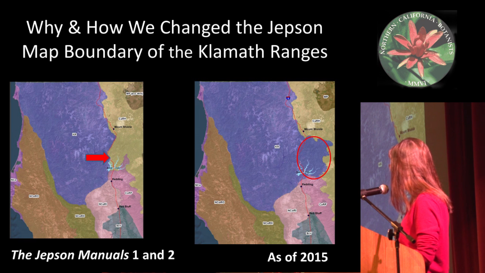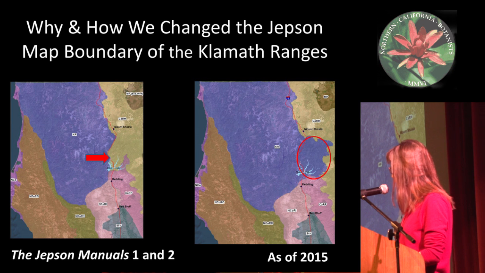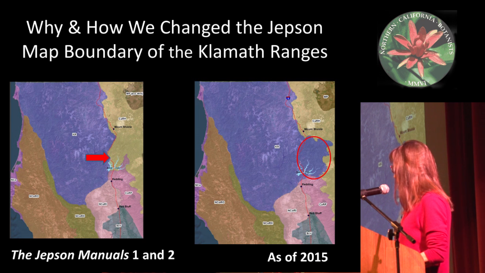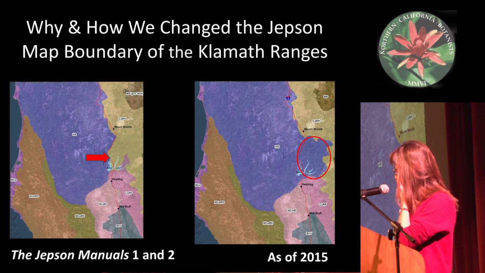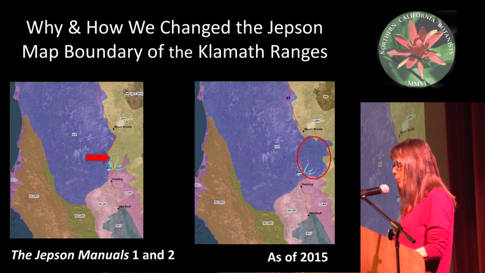So this is how it started. This was the original Klamath Range boundary, and I recognize that you can't read those labels, but the purple polygon is the Klamath Range. So the initial Klamath Range boundary, the eastern boundary runs pretty much north-south up Interstate 5. The red arrow on the left picture points to Interstate 5 and the edge of Shasta Lake.